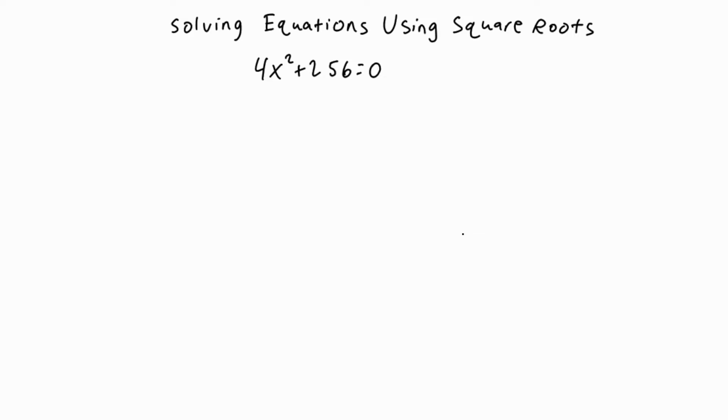I know when we were factoring, we wanted 0 on the right, but in this case, we want all the numbers on the right and then x squared by itself on the left. So we subtract 256 from both sides, and that'll give us 4x squared equals negative 256. Then divide both sides by 4, and that will give you x squared equals negative 64.